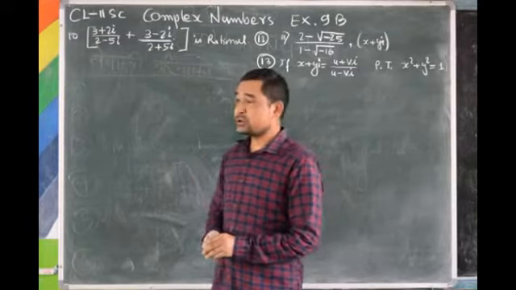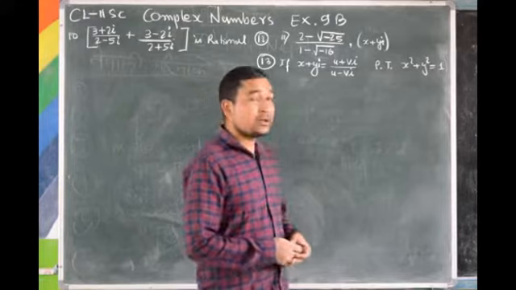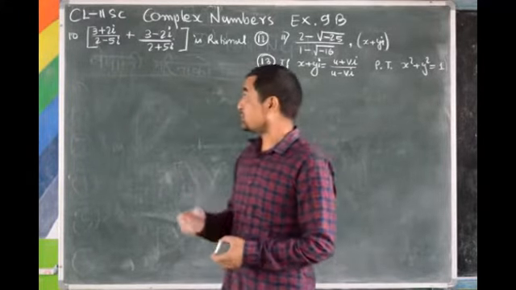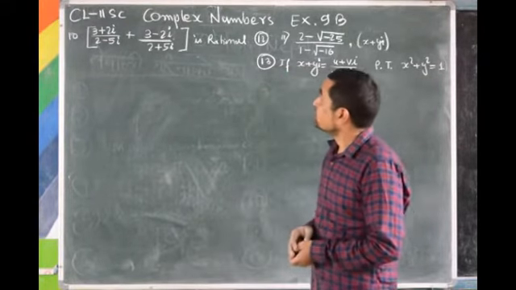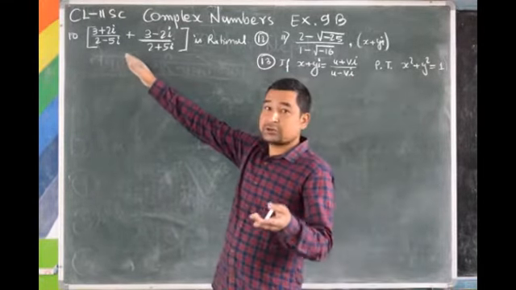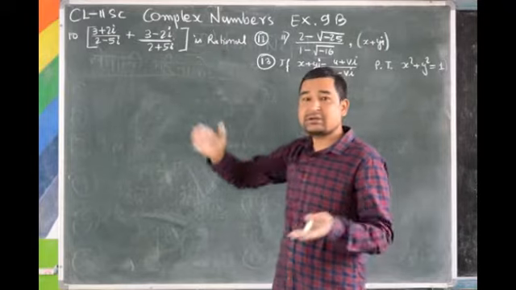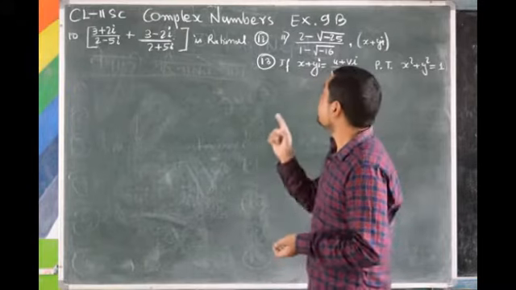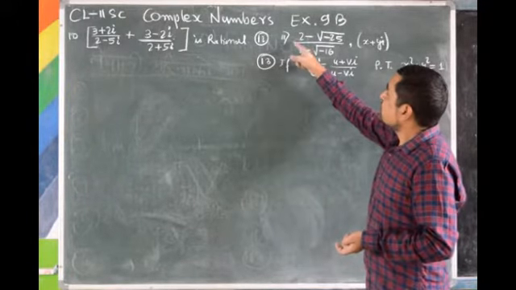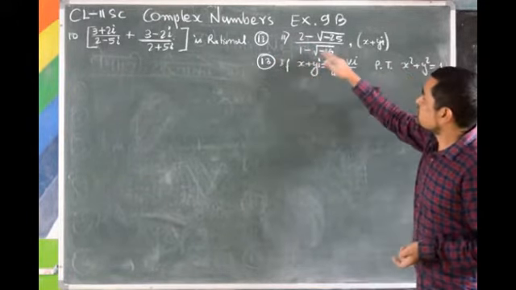Today we are going to continue our exercise 9B of complex number. Today in this session we are going to learn question number 10. In question number 10, the question asks to check whether this complex number is rational or not. Rational means a fraction or pure number without i.